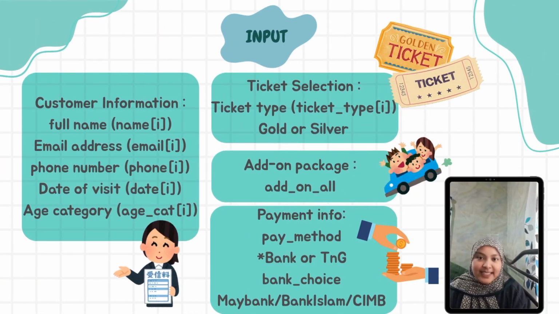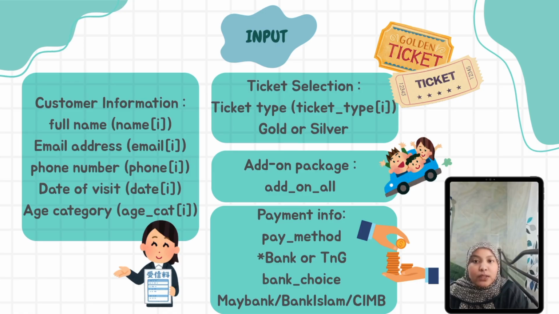Next is analysis. In analysis, we have input, process, and output. In input, users need to fill in their information such as full name, email address, phone number, date of visit, and age category. After that, users need to select a ticket type, either silver or gold ticket.